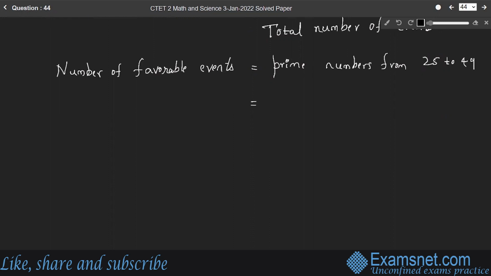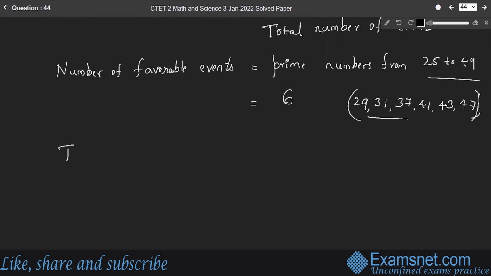29, 31, 37, 41, 43, and 47. So these are all the prime numbers from 25 to 49. So what is the number of favorable events here? 1, 2, 3, 4, 5, 6. So which is equal to 6, right?